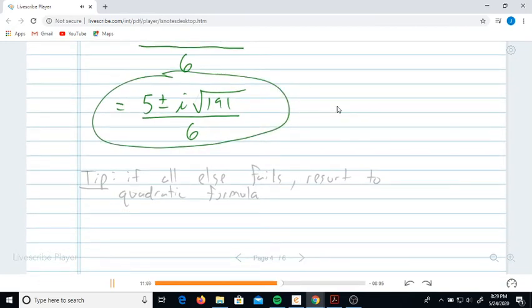So, nice little tip here. If all else fails, resort to the quadratic formula. The quadratic formula will solve any quadratic equation. Now this begs the question, well, why don't we only do the quadratic formula? Well, it will always work, but it's not always the most efficient approach.